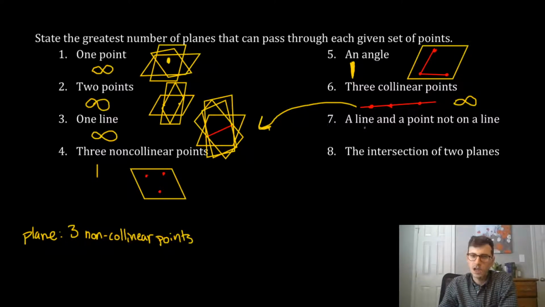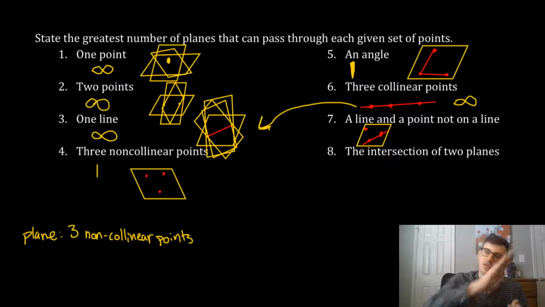Okay. A line and a point not on a line. So here's our point. Here's our line. Well, again, that's the same idea as 3 non-collinear points. 2 points are what make up a line, so we have 3 non-collinear points. So again, you've got just that one plane that can contain all of that. Because if you try to do a plane at a different angle, it wouldn't hit all 3 of those points.